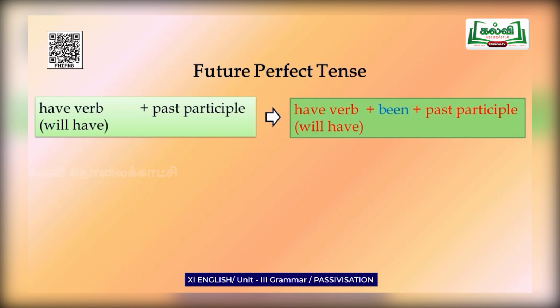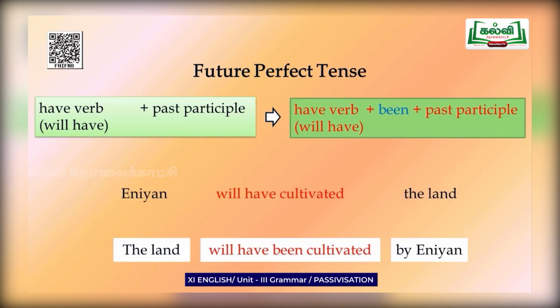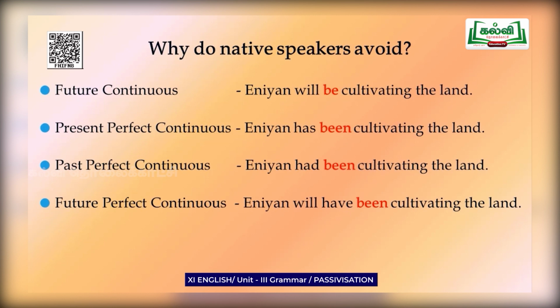For future perfect tense, the structure follows: will have been and past participle. Indian will have cultivated the land is transformed to the land will have been cultivated by Indian. We have seen 8 types of tenses which are changed from active voice to passive voice. We don't see the other 4 types of tenses. Let's see what they are and why they are not used frequently.